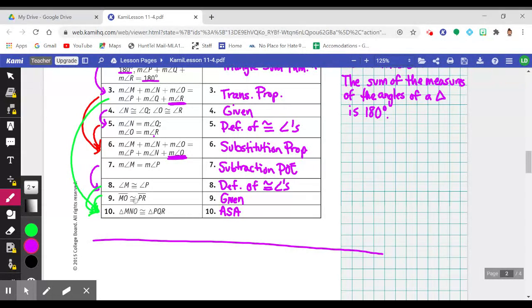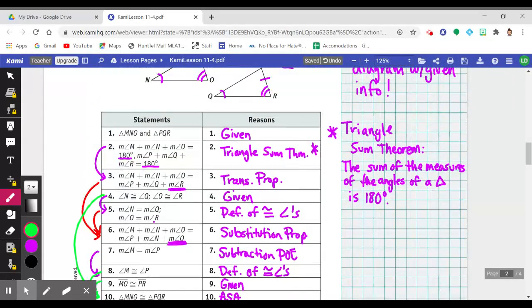Segment MO is congruent to segment PR. And then statement 8, statement 9, and I think I drew it from statement 3, but it should actually be statement 4. We have 3 pairs of corresponding parts congruent. We have 2 angles and now what's referred to as the included side.